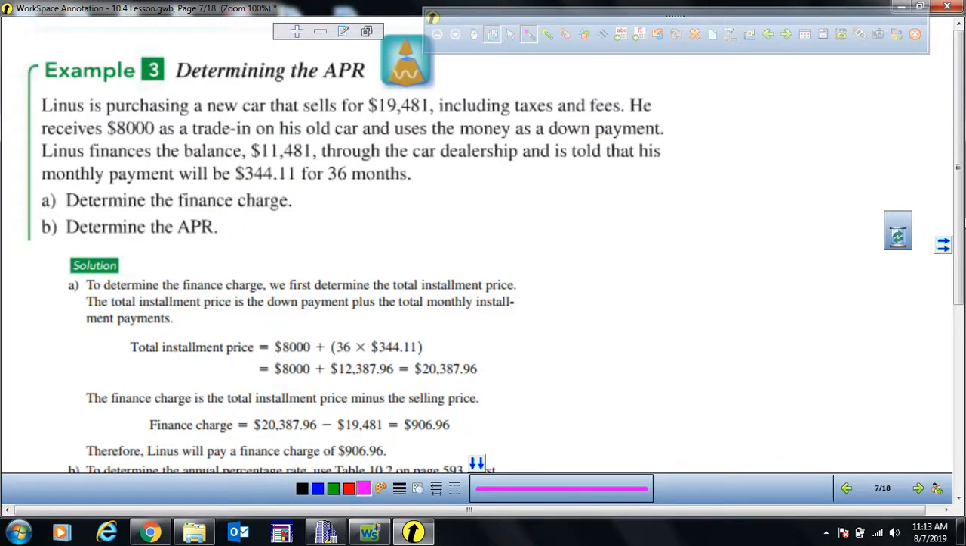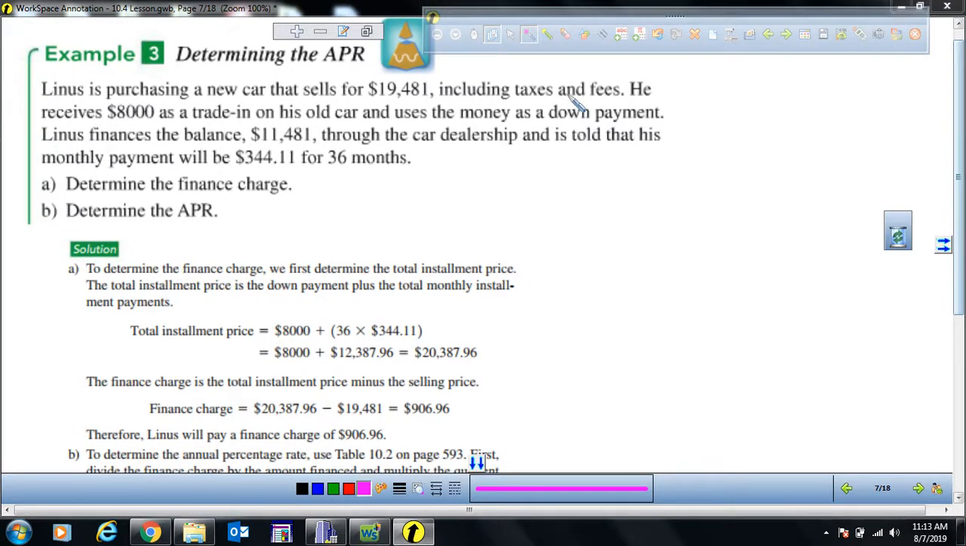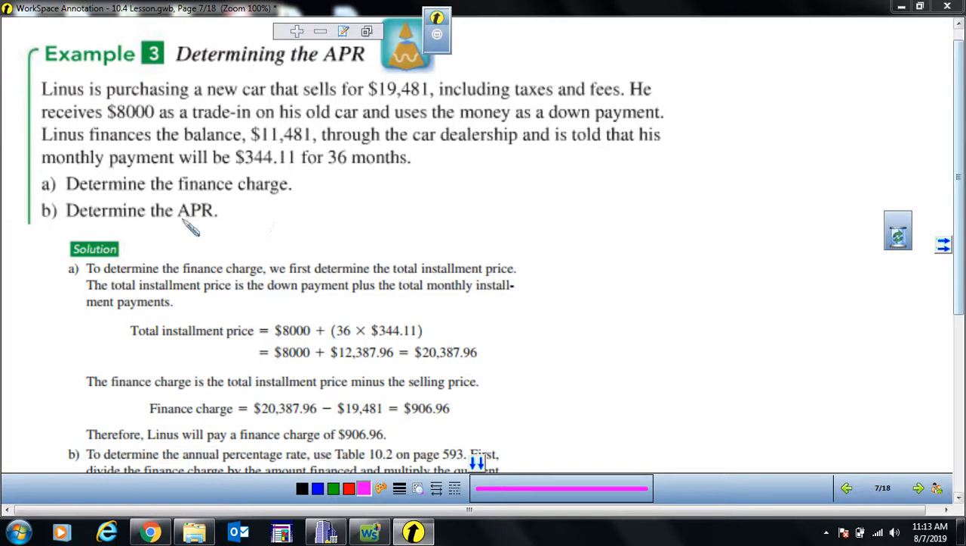Okay, so now we're going to be working around the same topic, but something a little different. Different question, at least letter B. It says here, Linus is purchasing a new car that sells for $19,481, including taxes and fees. He receives $8,000 as a trade-in on his old car and uses the money as a down payment. Linus finances the balance.